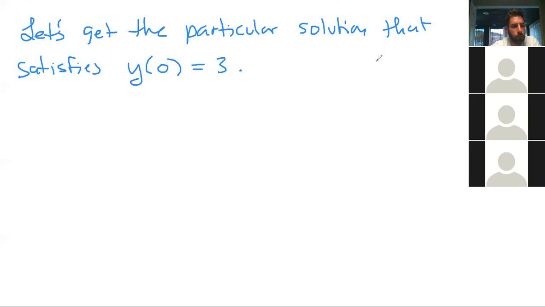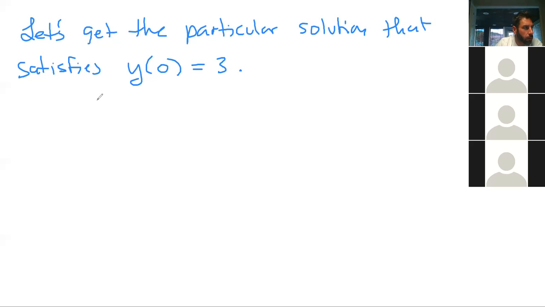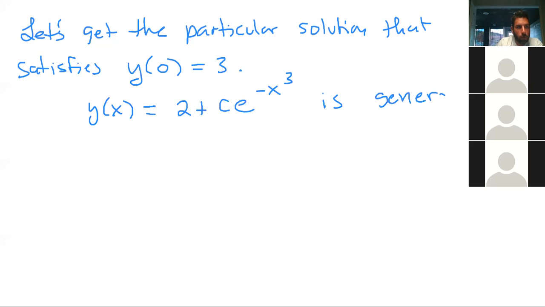So if we look at our solution, it's 2 plus c e to the negative x cubed. So y of x equals 2 plus c e to the negative x cubed is what we call the general solution, because as we pointed out, it's really a family of solutions.